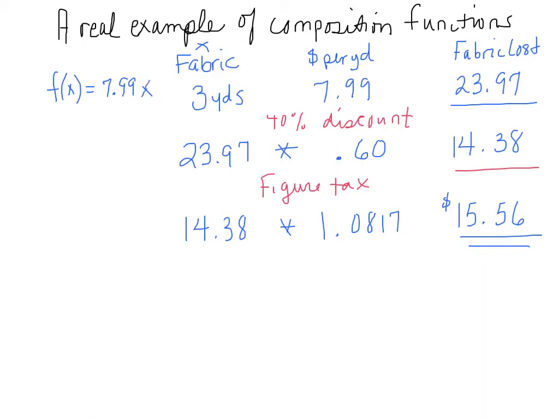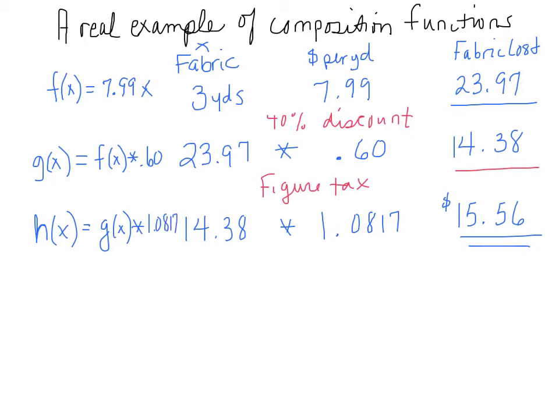This next function down here, computing the 40% discount, is g of x. And I find it by taking the amount I got for f of x and multiplying it times 0.60. Finally, this function, where I'm figuring my total, is I take the total that I got from g of x and I multiply it times 1.0817. So this is my inner function. F of x is my inner function. That's what I do first.